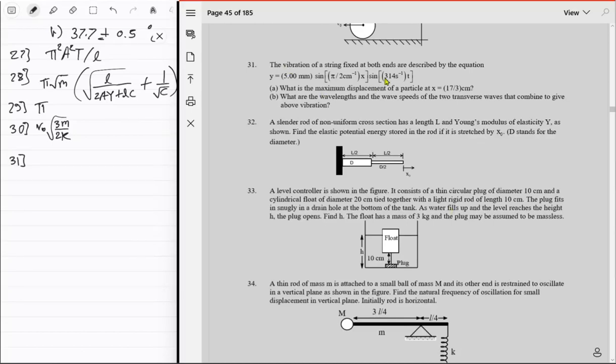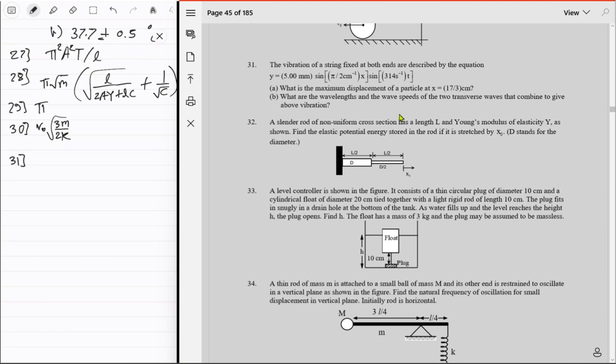Vibration of a string fixed at both ends is described by this equation. Okay, standing wave. What is the maximum displacement of the particle at x equal to something? इसमें x put करो, what you get? 17 upon 6 pi, which is like 2 pi plus 5 pi upon 6. Sine of 5 pi upon 6 is the same thing as sine of pi upon 6, which is 1 upon 2. So just 5 upon 2 millimeter.